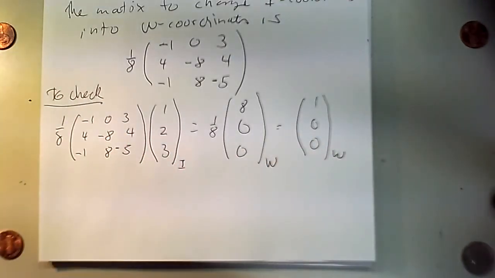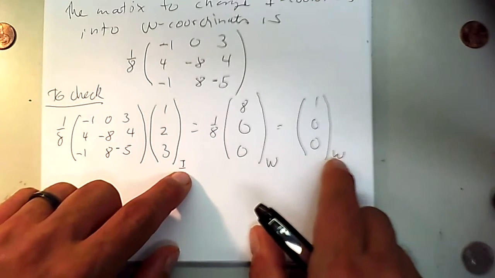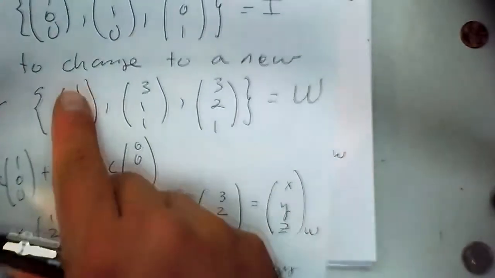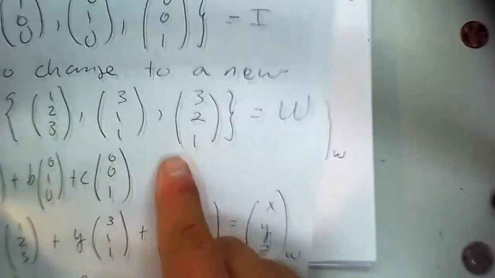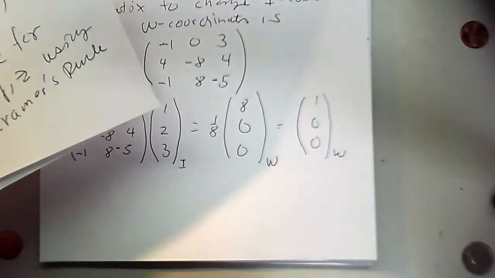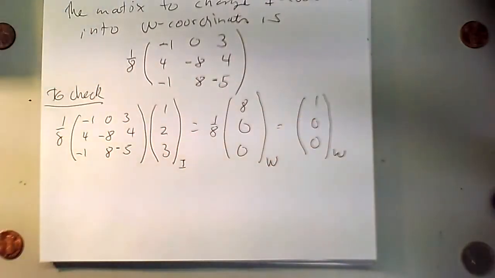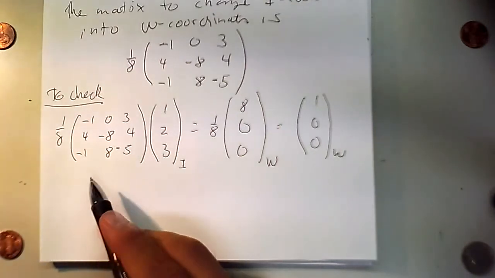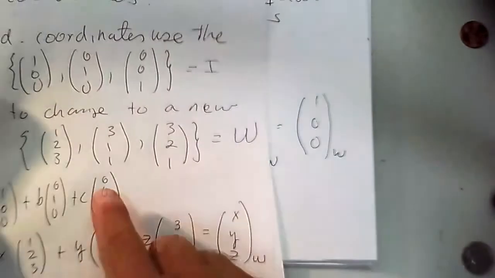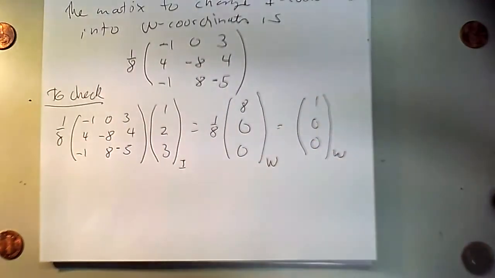It depends on the language we're using. So the language is the base. If we are using the base 1, 2, 3, 3, 1, 1, 3, 2, 1, then 1, 0, 0 means 1, 2, 3 for our regular basis. That is very interesting. And if we plug in 3, 1, 1 and 3, 2, 1, we should end up with 0, 1, 0 and 0, 0, 1 respectively.